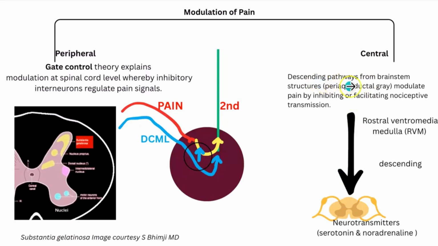So there is a descending pathway from the brainstem, like the periaqueductal gray matter in the brainstem, that will send inhibitory signals to the spinal cord and it will reduce the pain going upward. That is one mechanism. The second mechanism is from the rostral ventromedial medulla, that will also send signals to the spinal cord that actually release neurotransmitters like serotonin and noradrenaline. This will also reduce the pain going upward.